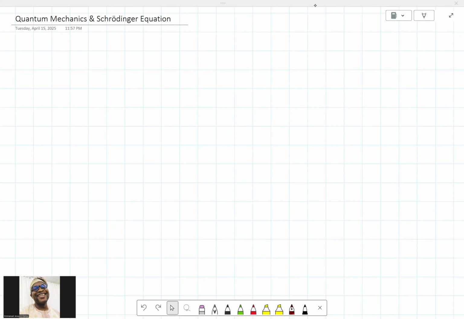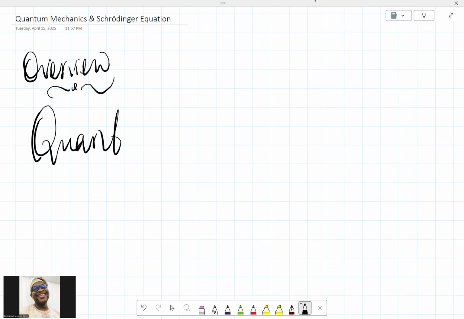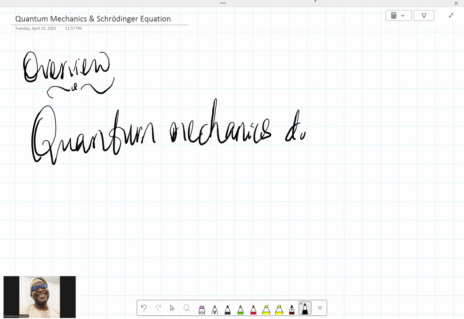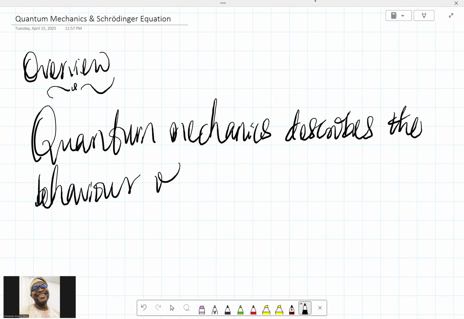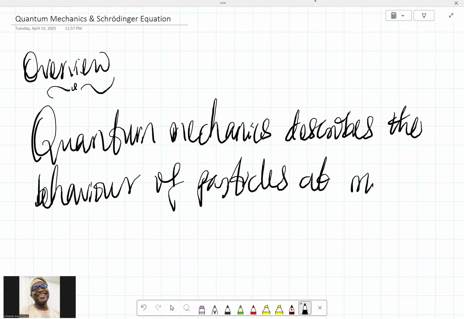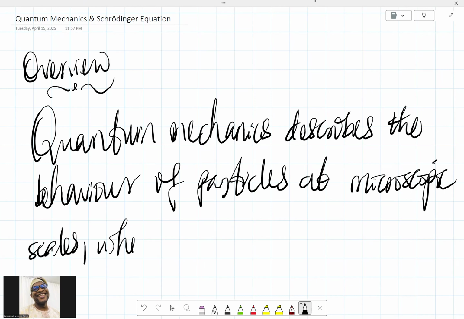the foundation. Of course, first of all, quantum mechanics describes the behavior of particles at microscopic scales where classical physics fails.